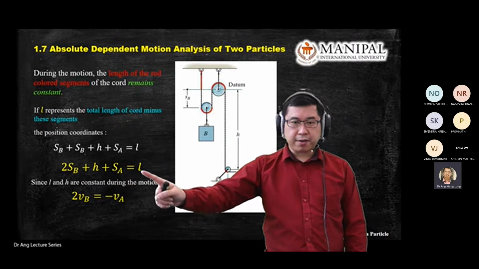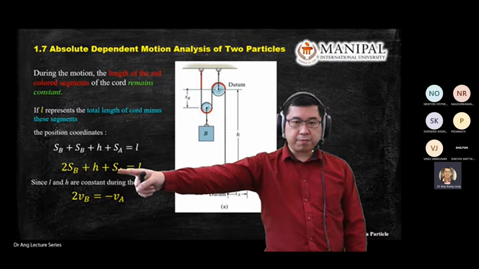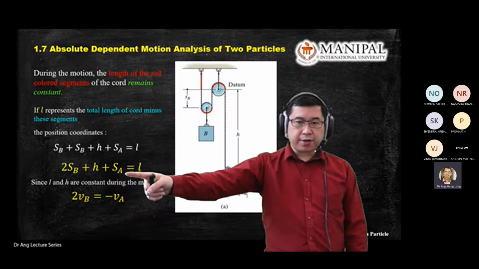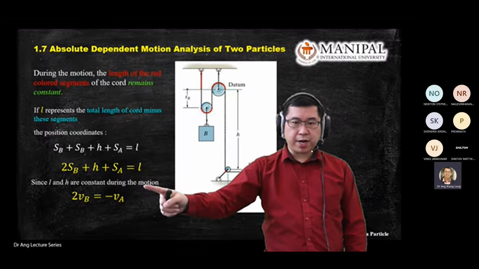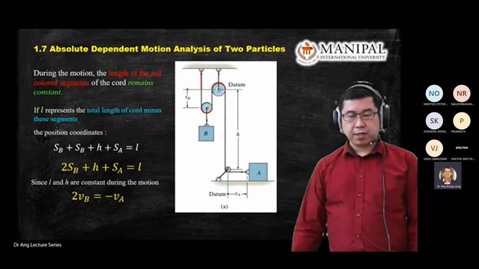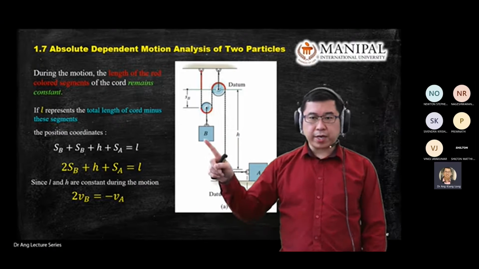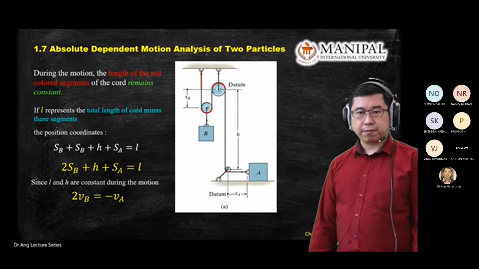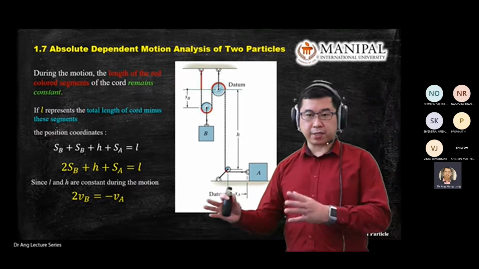If you divide by time, this one is 0. H also 0. So 2SB divided by time, you get 2VB. SA divided by time, you get VA. You move to the right hand side, you get negative. So for this kind of system, your relationship between A and B changes to this equation. I hope you see the relationship between the first example and this example.